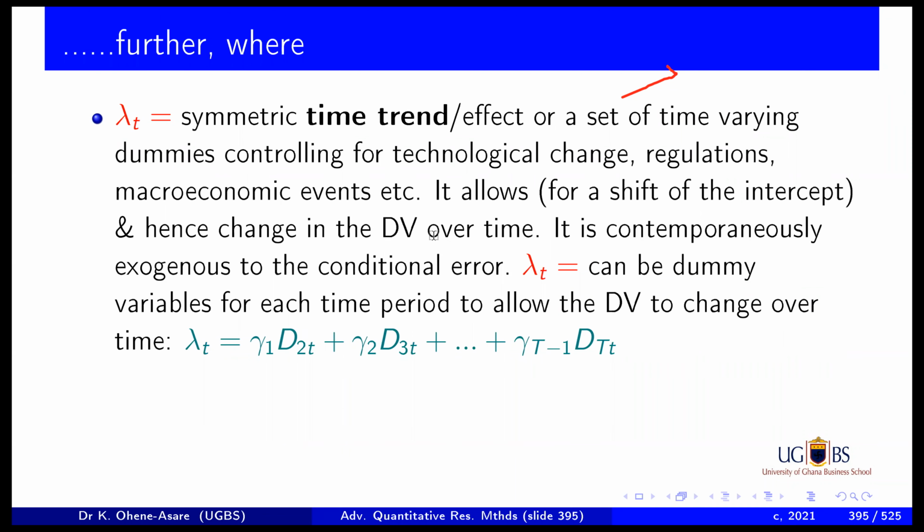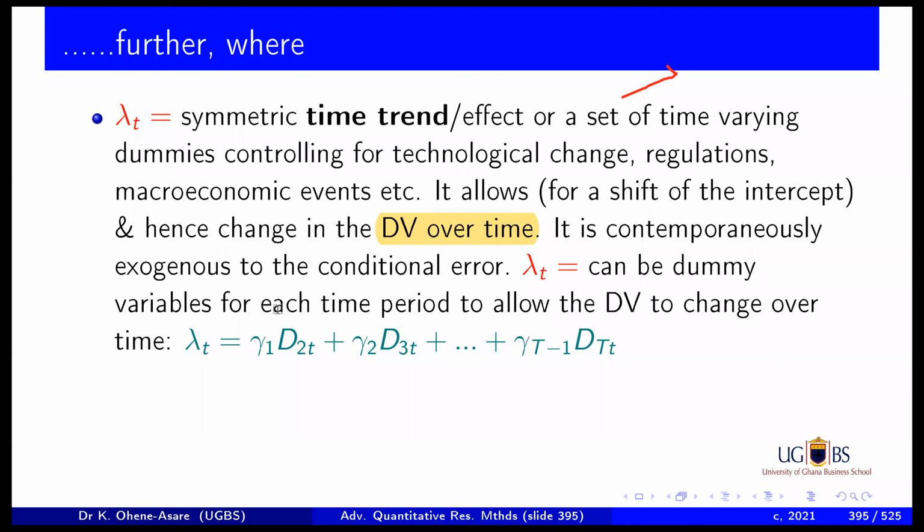Okay, so that lambda t is something that is changing across time, and you can use it to help you know the behavior of the dependent variable over time. You will know, based on this, how the dependent variable is changing over time. It is said to be contemporaneously exogenous to the conditional error. It's not part of the error term. And there can be more of it. So that lambda t, you can have plenty of it. It can be a dummy variable for each time.